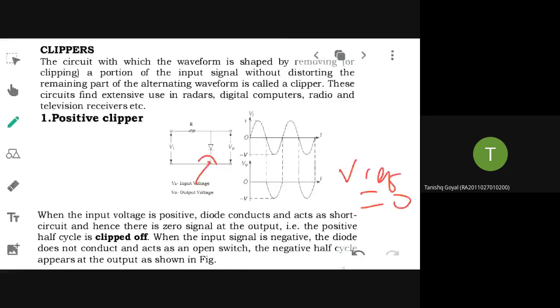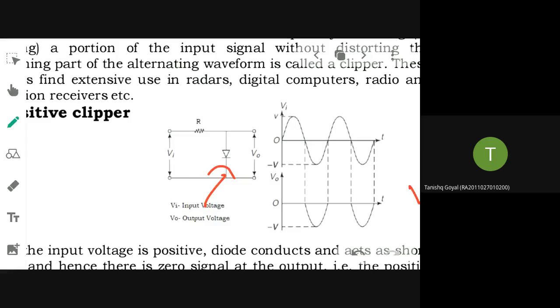So now the question is how the action happens. Again, assume the positive half cycle is given. Here it will be positive, here it will be negative. So will the diode be forward biased or reverse biased? Forward biased. So the diode will be conducting. The circuit will be closed, so it will be shorted. This will be short.